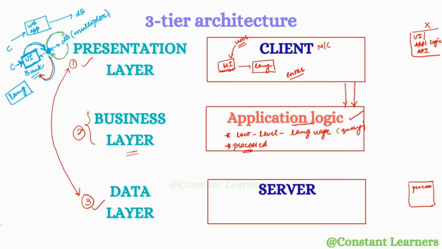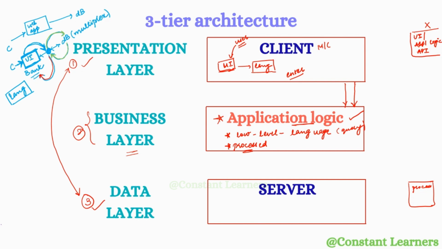Now, why do we need to convert the query into a low level language? Because the machine cannot understand our language, right? We are entering the details in a format that we understand, but it needs to be converted into a format that the machine can understand, right? So the business layer is using application logic to convert the details that we are entering into a low level or machine language. All right. I hope that this much was clear.